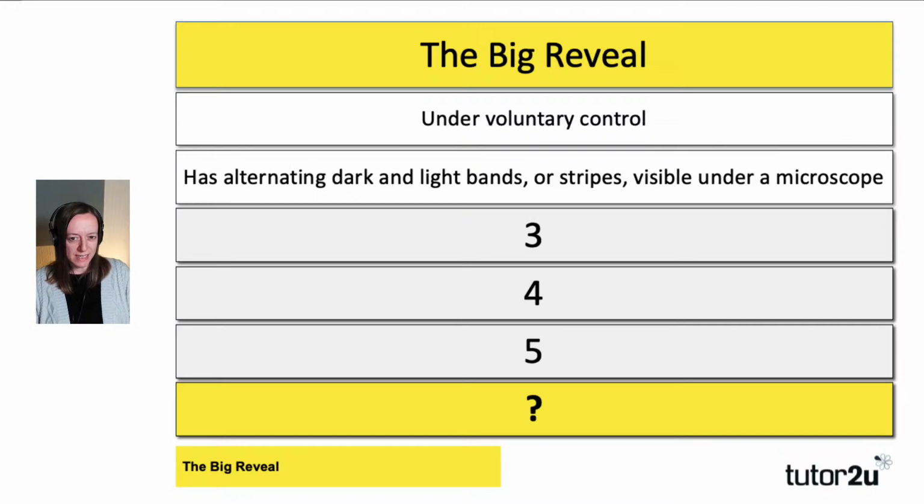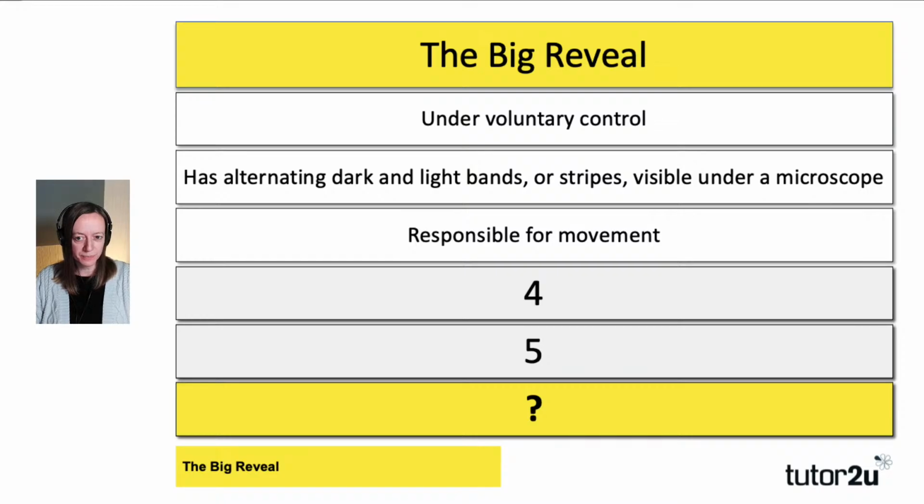It has alternating dark and light bands or stripes, which are visible under a microscope. Anyone want to guess? Voluntary control, alternating dark and light bands or stripes visible under a microscope. Yep, A is saying striated muscle. Very good answer. Let's see. Responsible for movement. Do you want to stick with that answer?